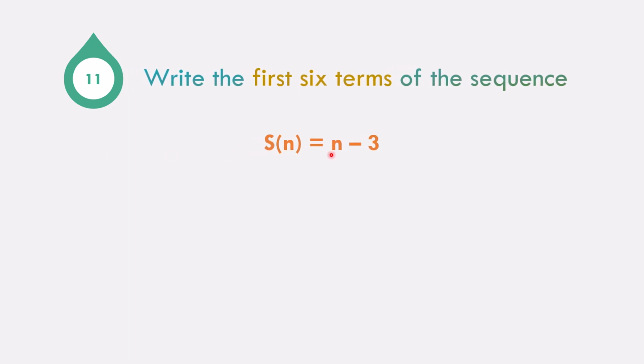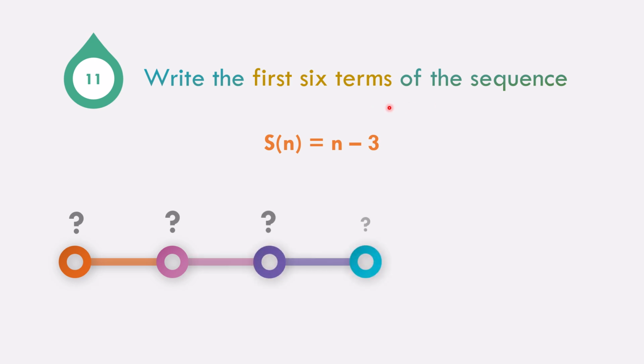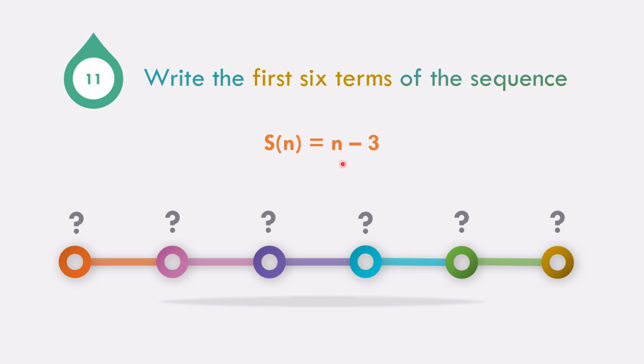How about if the given is S of n is equal to n minus 3? We need to identify the first six terms of the sequence. How to identify the first six terms of the sequence? We need to replace the value of n by 1, by 2, by 3, by 4, by 5, and then by 6. First, 1 minus 3 is equal to negative 2. After 1 is 2. 2 minus 3 is negative 1.